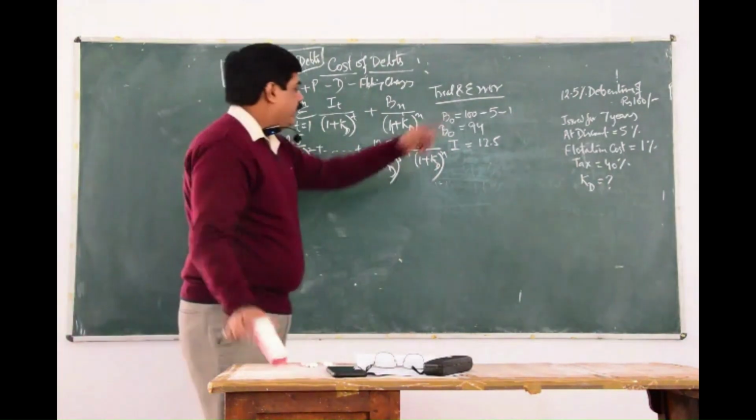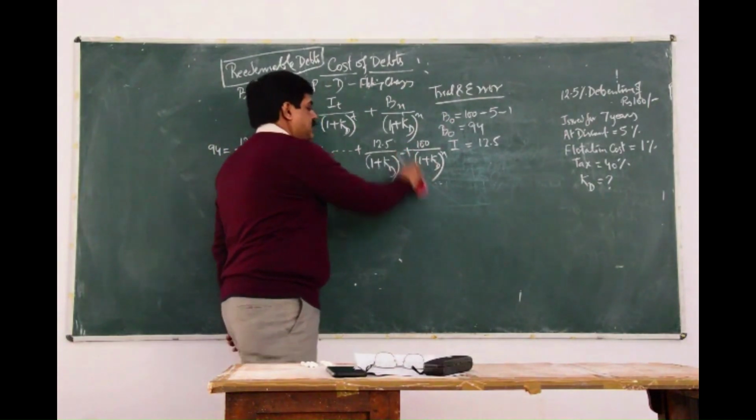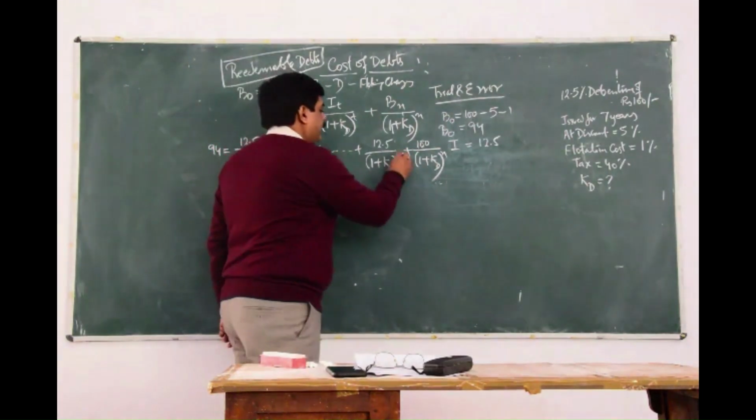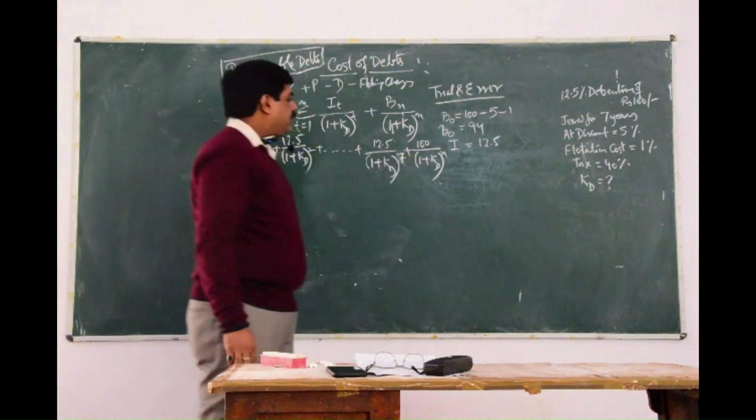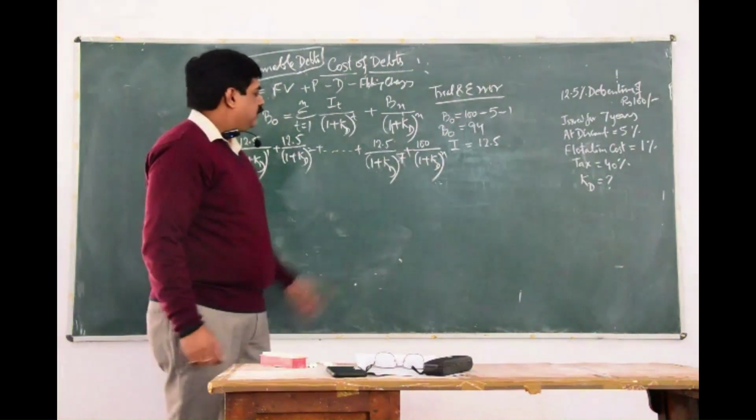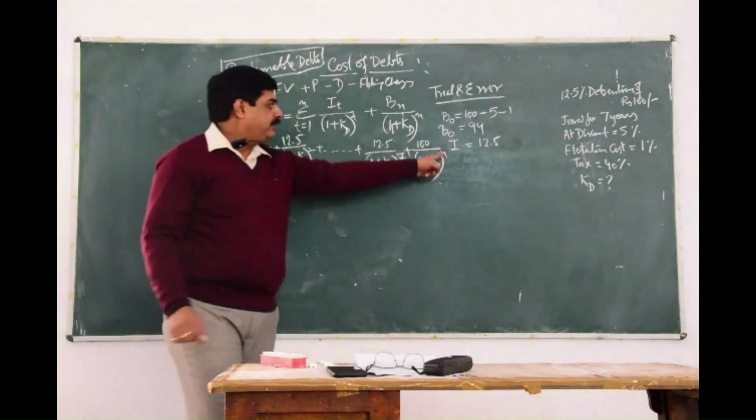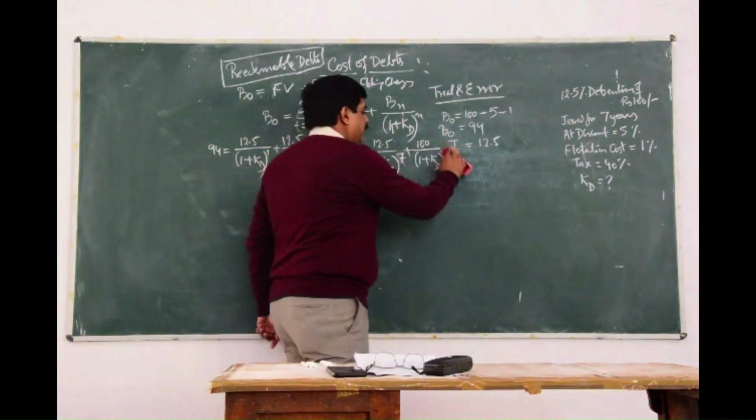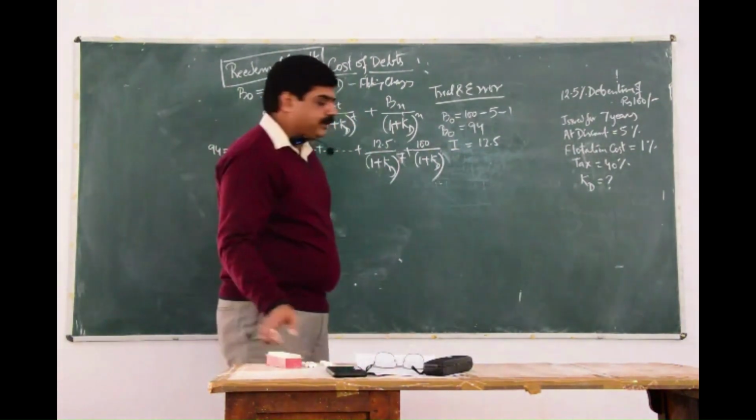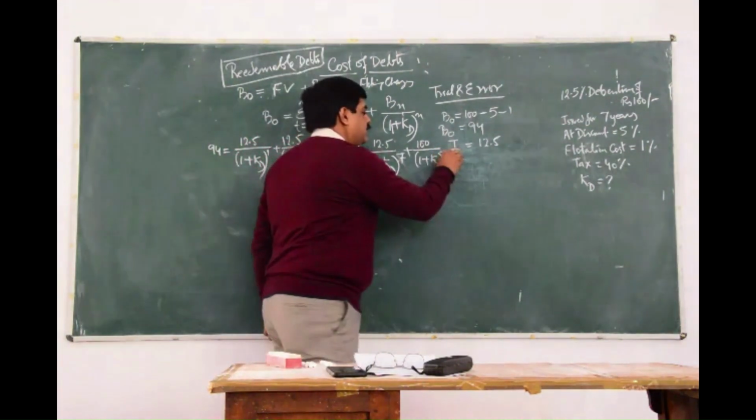N is the life, that is 5, sorry, here it was 7 years, yes. Here it was 7 years. It will go till 7 years. The 7th year itself. And this will also be your 7th year. The problem is known to us. This is 7.